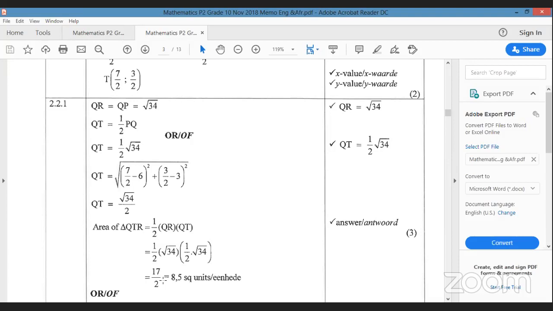How did we get 17 over 2? It's half multiplied by root 34 multiplied by half multiplied by root 34. And we can also write it in decimals, right? And you must write meters squared, right? Remember, the area of a 2D shape is always meters squared, right? Units squared. I see some other comments. I just want to check.